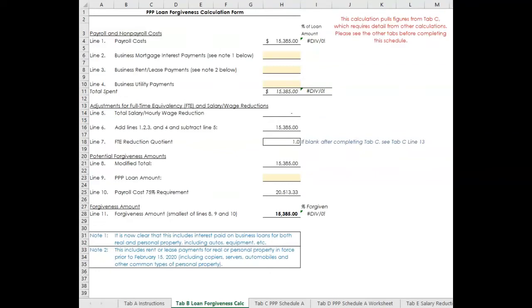These two figures flow over to tab B. Here you will record any applicable non-payroll costs on lines 2 through 4, and of course your PPP loan amount on line 9. This chart populates your maximum loan forgiveness.